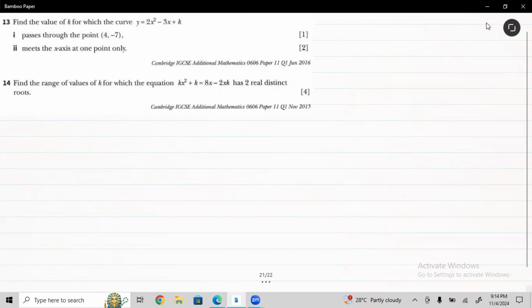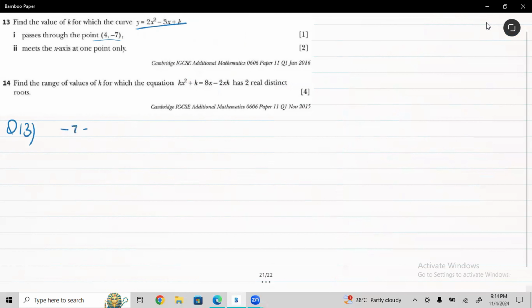We have: find the values of k for which the curve y is equal to 2x squared minus 3x plus k passes through the point (4, -7). Really easy. What we have to do is just substitute the values. There are like 3 marks here. So question number 13, y is equal to 2x squared minus 3x plus k. Input the x and y values.